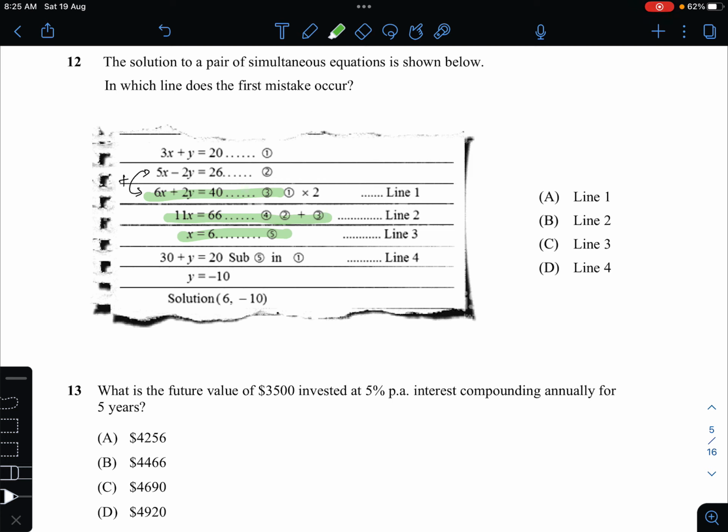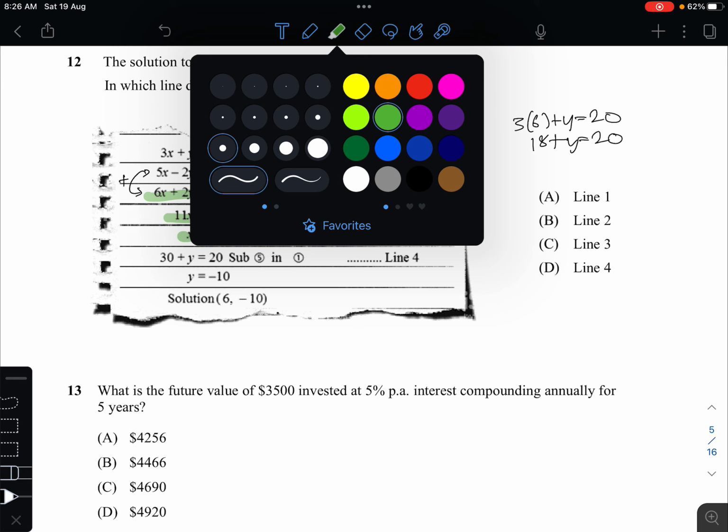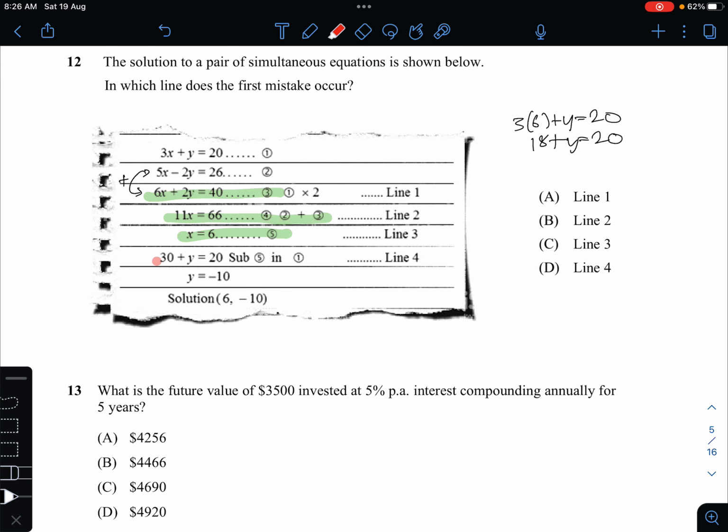30 plus y equals 20. So it's saying it's subbing 5 into 1. So if x is 6, it's 3 times 6 plus y equals 20. 18 plus y equals 20, which is very obviously not the same thing as what they wrote. So this line here, line 4, is wrong. So our answer is line 4.